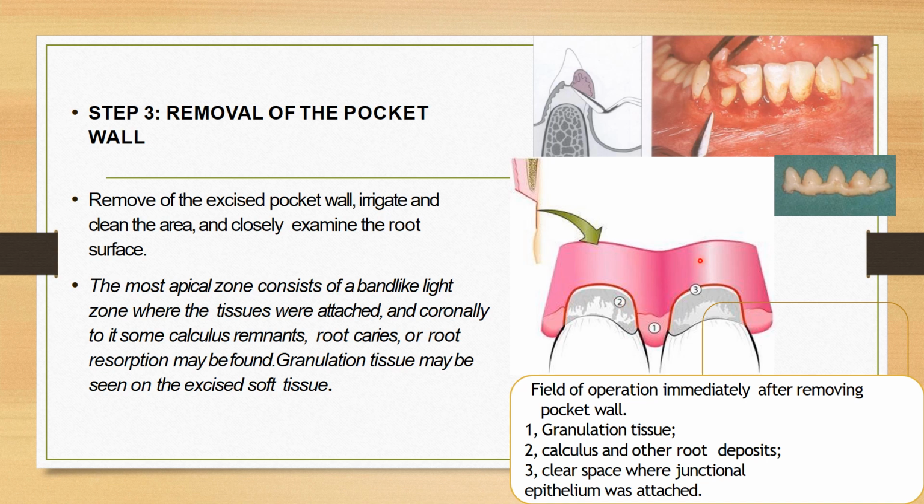You can see in this picture, first, there is granulation tissue that can be seen in between, and calculus and other deposits, if present, can be seen, and also there is a clear space where the junctional epithelium was attached.